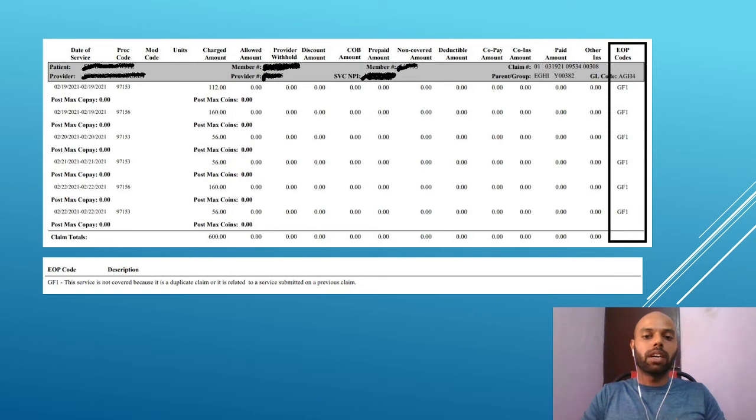Once you get this denial, always check the original claim status. If this is a duplicate claim, it should definitely have an original claim, right? So always get a status for the original claim.